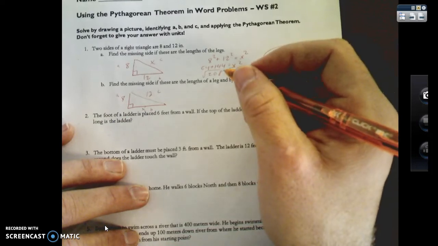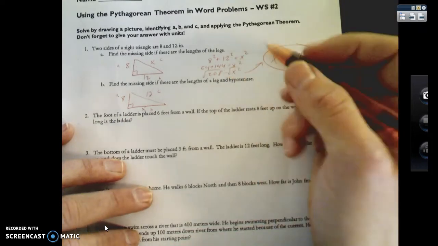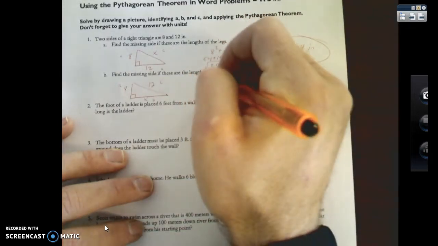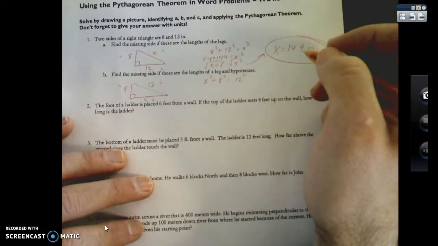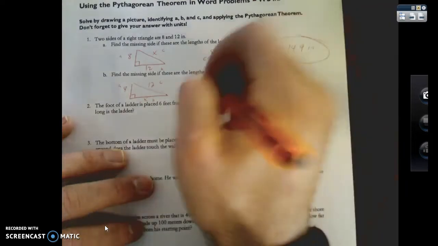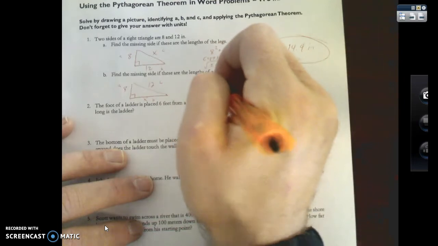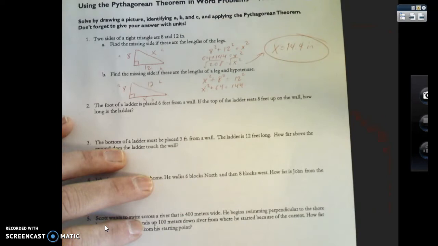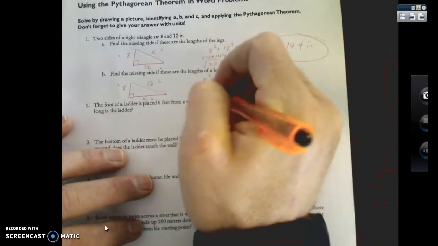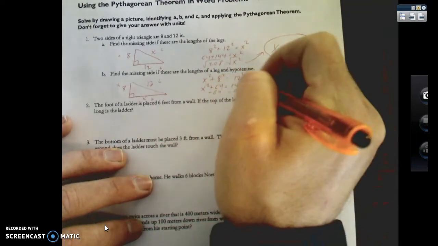So you might be wondering, how's that really changing things up? Well, now when I set my Pythagorean theorem up, we're looking at x squared plus 8 squared equals 12 squared. Basically the same idea, but what we're going to get is x squared plus 64 equals 144. In order to get x squared by itself, I have to subtract 64 from this side.